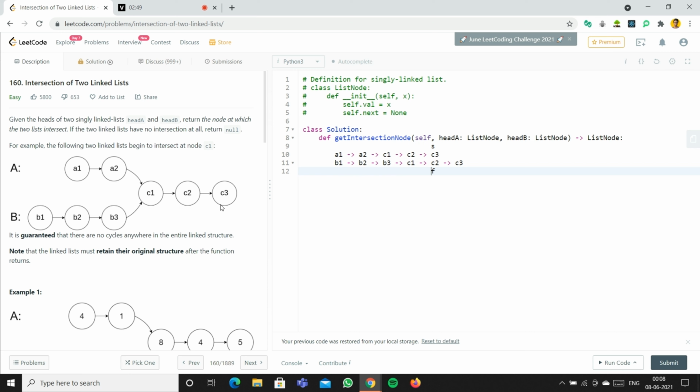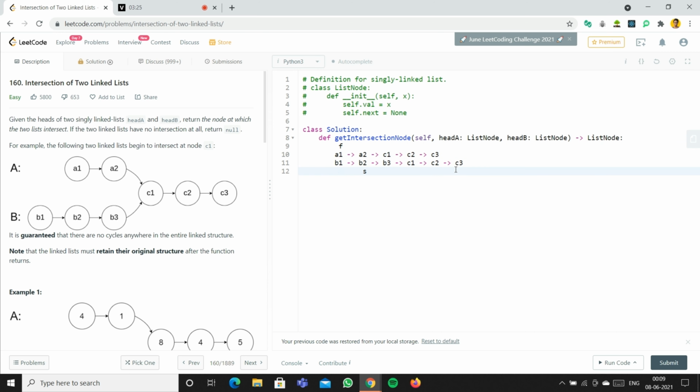Now, since S has completed the iteration of A and we don't have anything further, we'll make S point to the head of B, so S will be at B1. When we continue the iteration, F will be at C3. Since F has completed its iteration, we'll make F point to the head of A, like we did for S with the head of B.